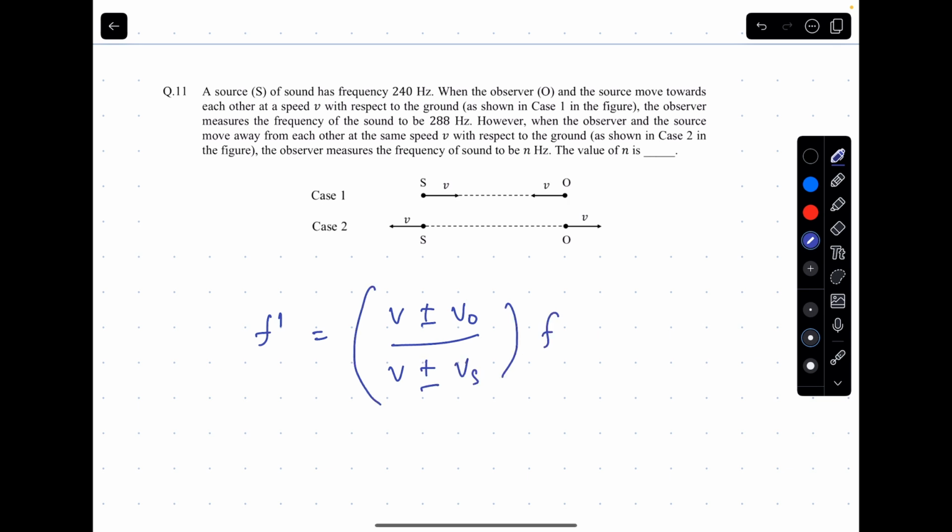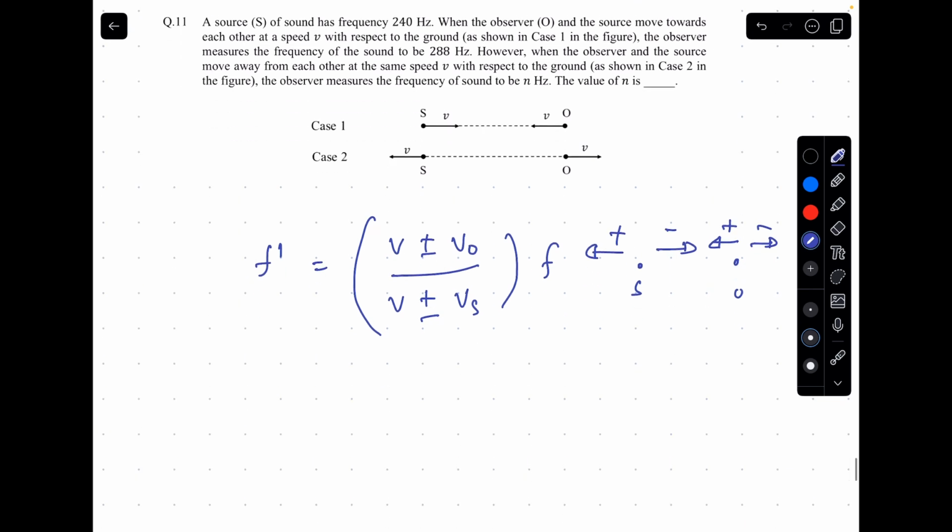And we know the condition: let's suppose this is our source and this is our observer, which is also given in the question. If the source moves away from the observer, then it is considered positive, and if it is moving toward the observer, then it is considered negative. And the observer, if it is moving toward the source, is positive, otherwise it is negative.